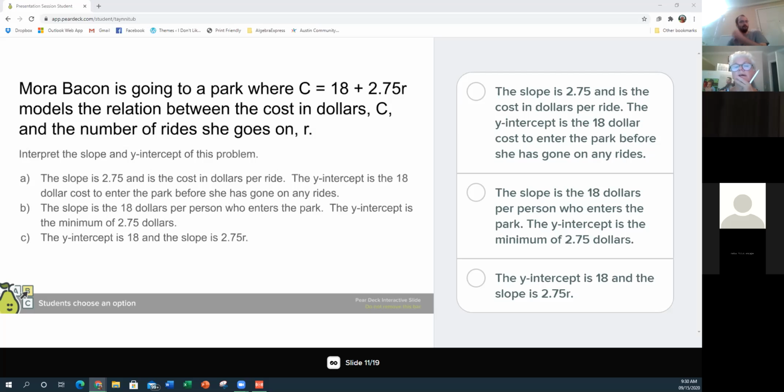You'll probably be asked to graph something like this as well. So make sure that you can graph and use the correct units and scale and label your axes.